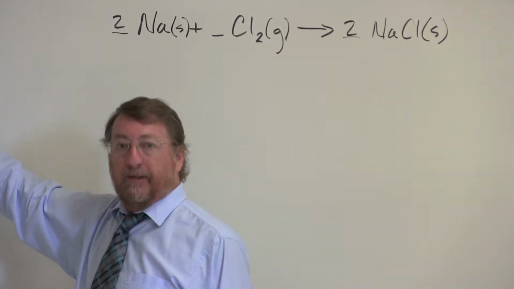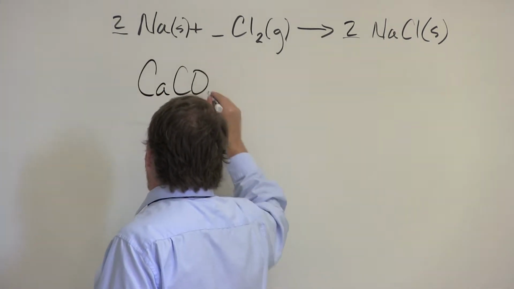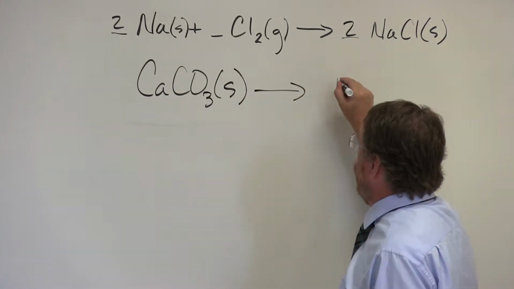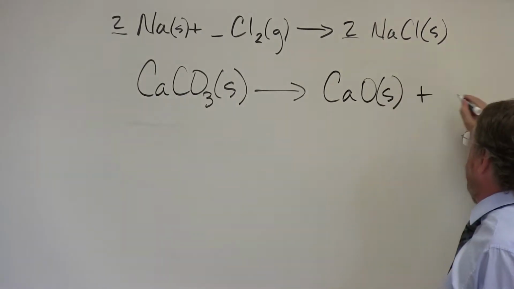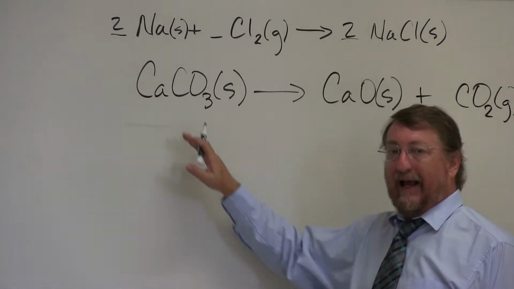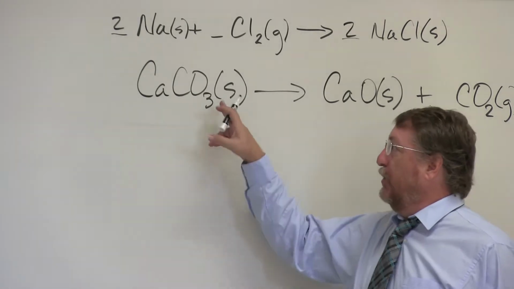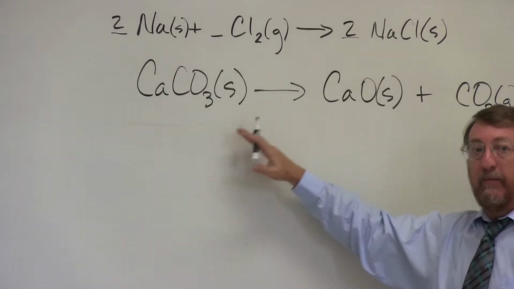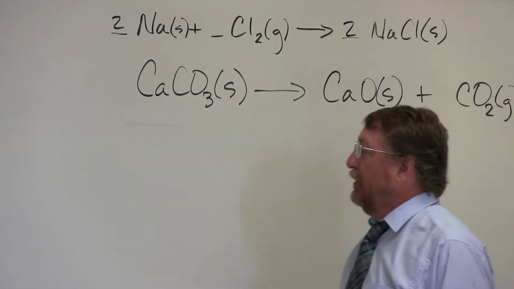Decomposition is one to many. So if I have calcium carbonate and you heat it up enough, you can drive off the carbon dioxide, you'll get calcium oxide, which is lime, plus carbon dioxide. This is a decomposition reaction. One compound falling apart. So one becomes many, doesn't matter how many. A lot of explosions are one chemical to several, 4 or 5 different chemicals.